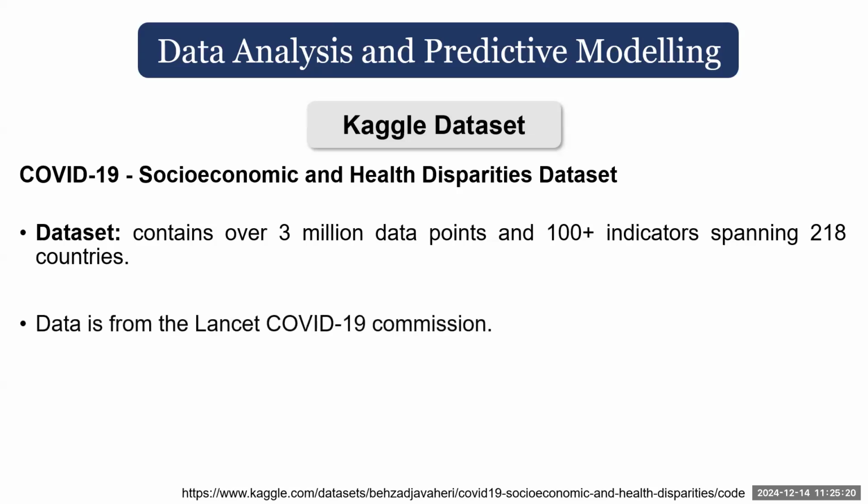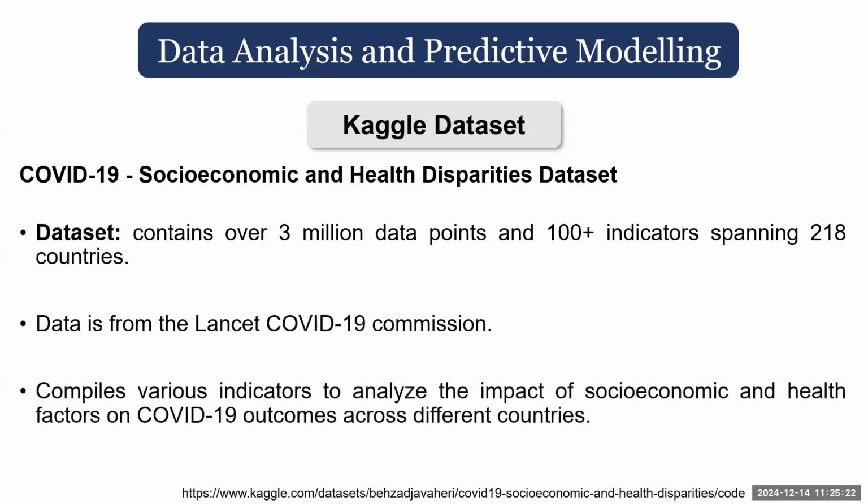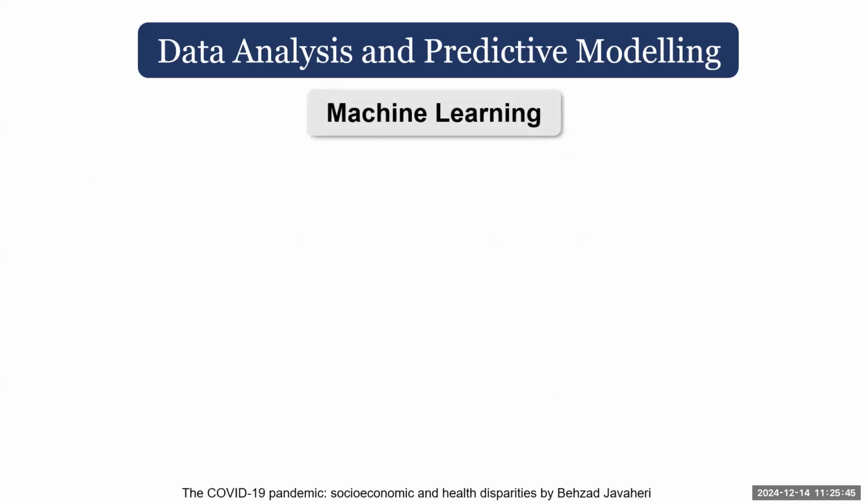As I told you, it is basically from COVID-19. This data set compiles the indicators to analyze the impact of socio-economic and health factors on COVID-19 outcomes across different countries. That is the primary goal. Now what we want to do is build a basic machine learning or AI model. So what are the different steps to build a complete end-to-end machine learning model?